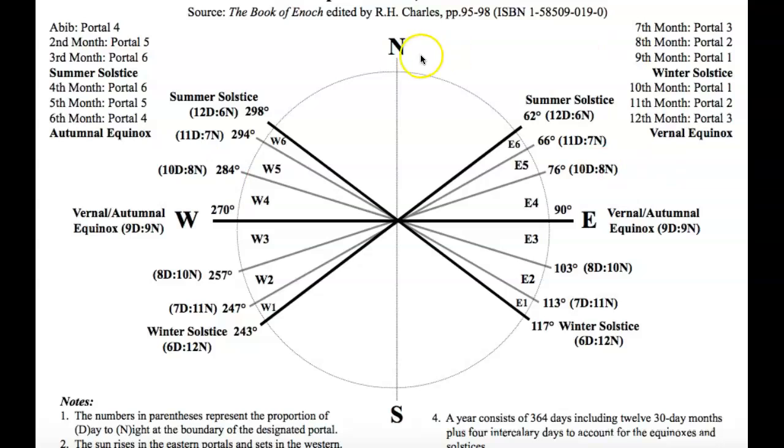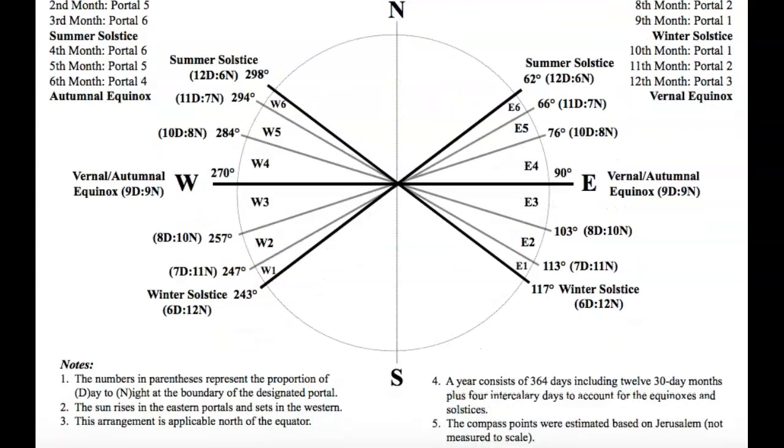This is from the east and this is from the west. Now here are some notes on this. As you can see right here, the numbers in parentheses represent the proportion of day to night at the boundary of the designated portal. The sun rises in the eastern portals over here and goes down in the western portals over here. So it goes from the east all the way until the west. This arrangement is applicable north of the equator, so the equator is facing north.